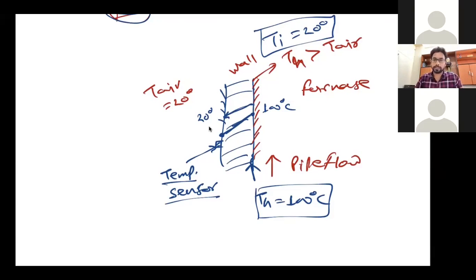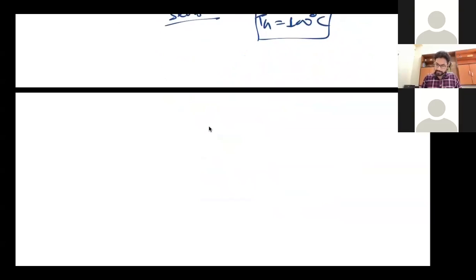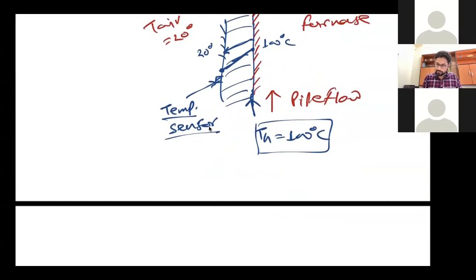And we want to model it. We want to see how much time it takes for the heat to transfer from the right side to the left side, so that this temperature sensor can predict the temperature accurately. That's one thing, how much time it takes, and also we will see how accurately it measures. Can this temperature sensor actually measure 100 degrees, or will it tell some lower value?